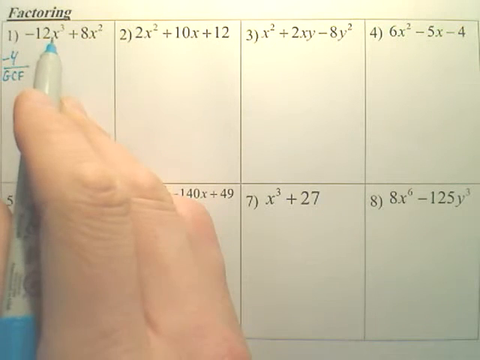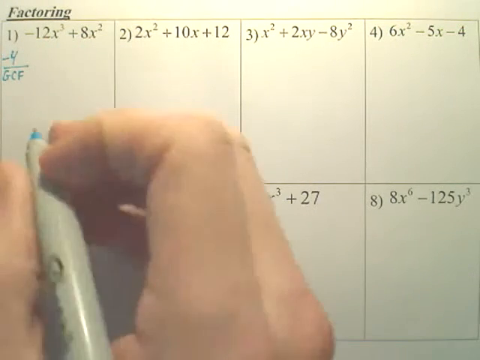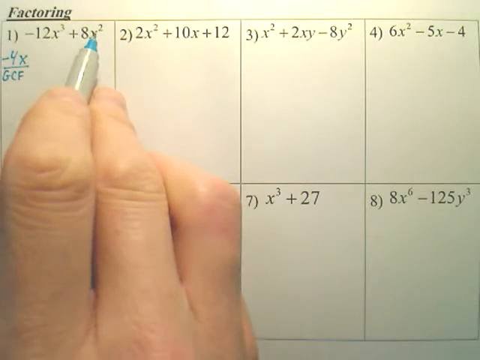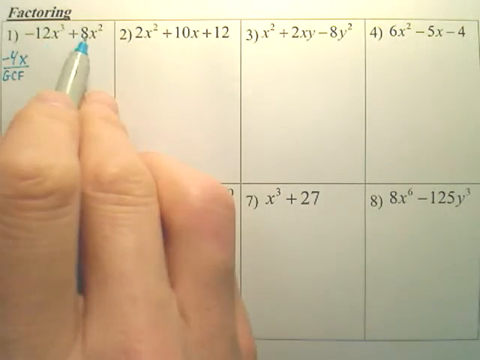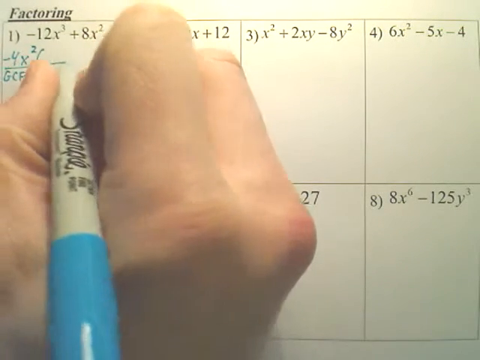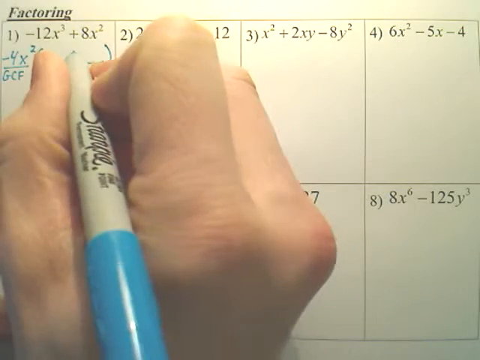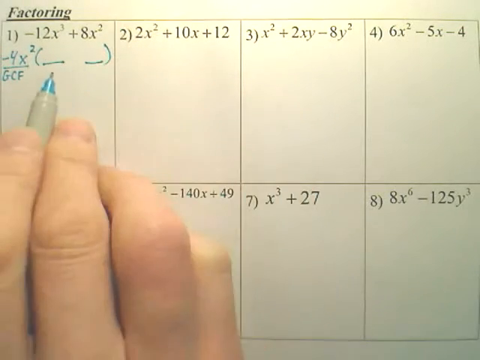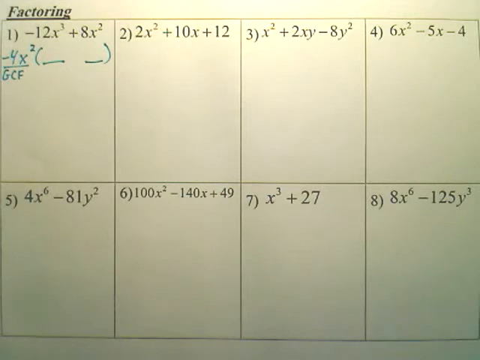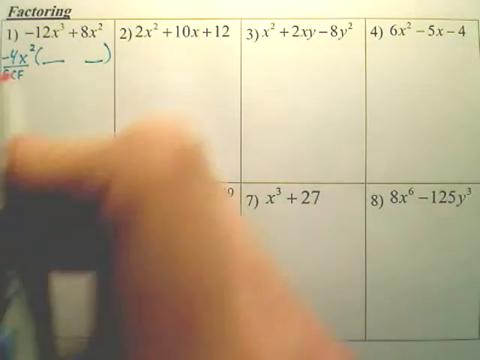And what's the biggest power you could take out of both of these? The biggest power would be the x squared. Basically, the biggest power you can take out of both of them is the lowest power. So if I do that, now, when I pull that out, this times what gives you this? What's going to go right here?